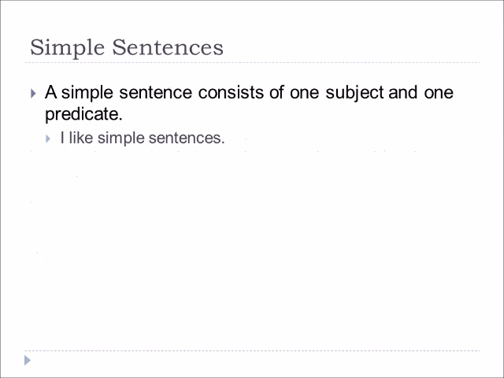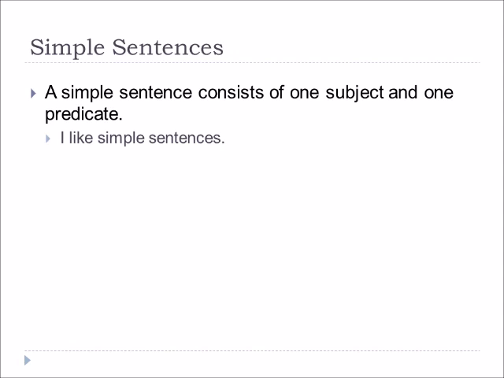So let us begin with simple sentences. A simple sentence consists of one subject and one predicate. Are you with me? One subject and one predicate. That's what makes a simple sentence simple. The example: I like simple sentences.